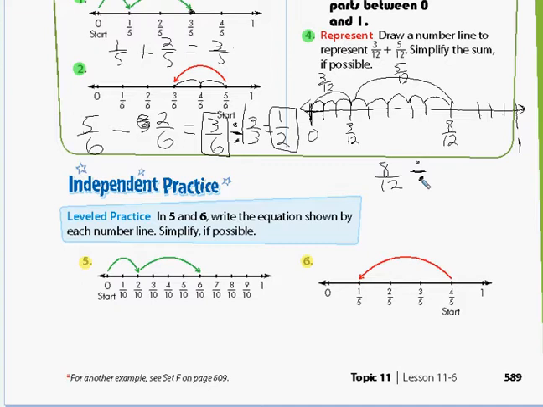So divide by 4/4. So 8 divided by 4 is 2, and 12 divided by 4 is 3. And I cannot simplify that anymore because I cannot come up with another number besides the 1 that I could divide 2 and 3 both by. So 8/12 is the sum of 3/12 plus 5/12, and that simplifies to 2/3.